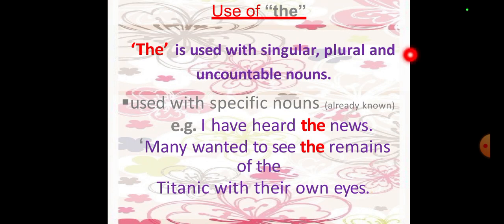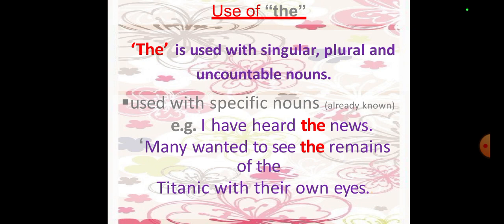Now, the use of the. How can we use the? It's the most important thing. It's something you have to know mentally, so please be focused. The is used before singular, plural, and uncountable nouns. There is no fixed position; it's not necessary to use it only in singular. You can use it with singular, plural, and uncountable nouns. It's used with specific nouns, ones already known to you. For example, I have heard the news.